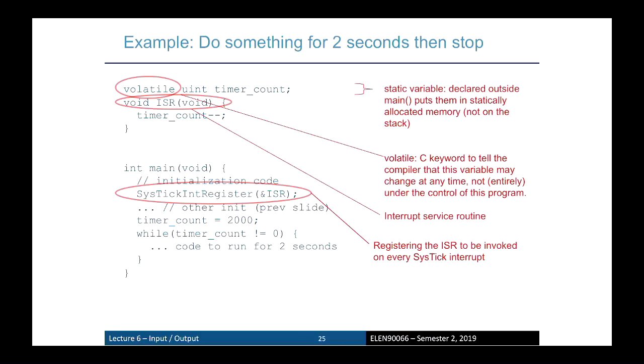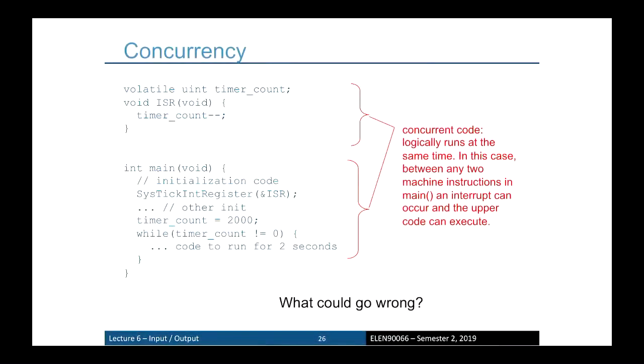Okay, so this is concurrent code. It runs logically at the same time. There's a hardware process that's always calling this whenever a 1 millisecond tick has happened on the clock and decrementing your timer count.